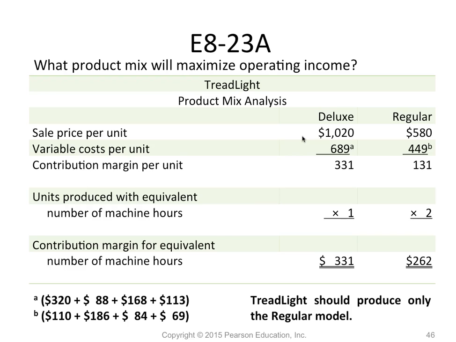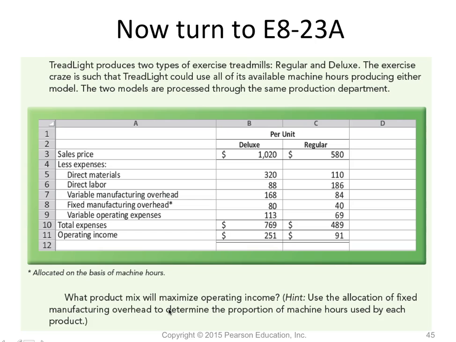So here's some analysis. Sales price, this is given. Variable cost per unit is easy to calculate: 320 from the last one, 188, 160, and 113. It's a variable cost, right? So those are the four put together.